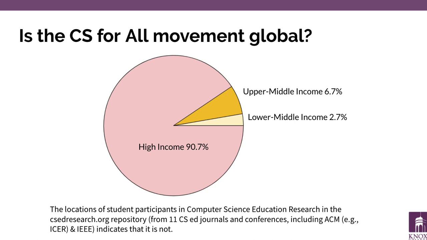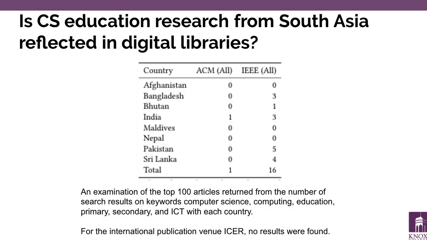Turning our attention to South Asia, we searched both the ACM and IEEE digital libraries. We learned again that there were few results published. An examination of the top 100 articles returned from the search results, using a set of keywords with each country individually, resulted in only 17 papers found. For two computing education publication venues with international in their title, including ICER, no results were found.